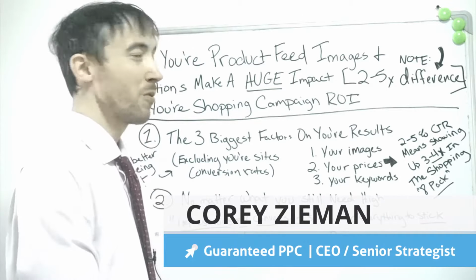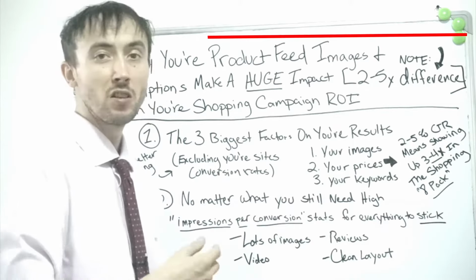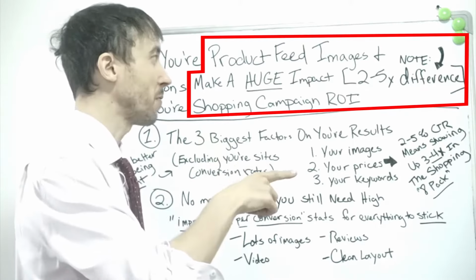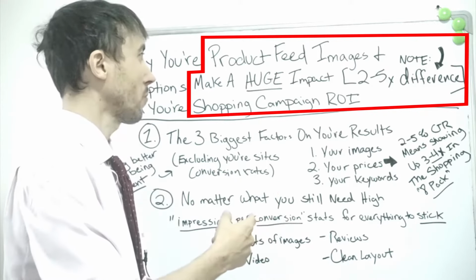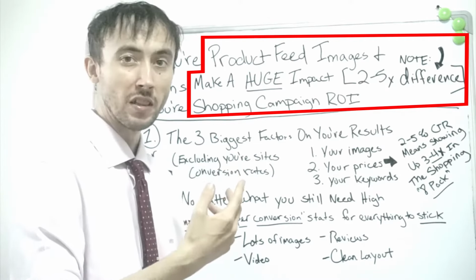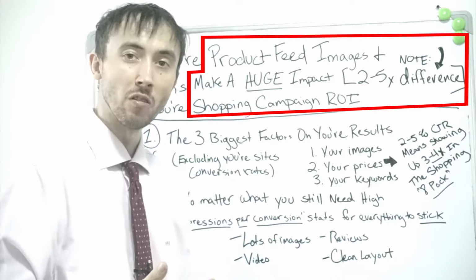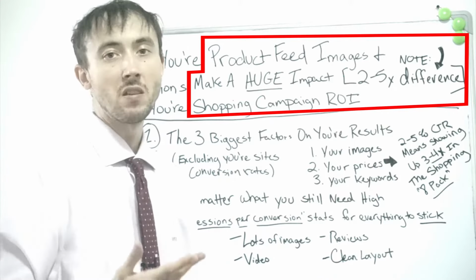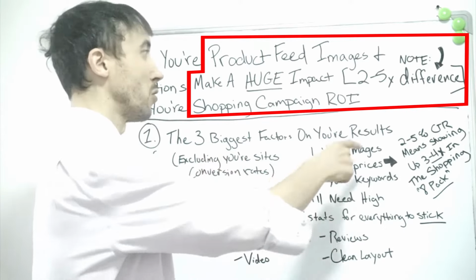Okay, on today's video, we're going to cover shopping campaigns, and specifically having to do with optimizing your product feed, images, and the descriptions. Or should I say, ultimately the elements that you have in the product feed in general, so that you can get a big time difference on the amount of money that you're making on your shopping campaigns.